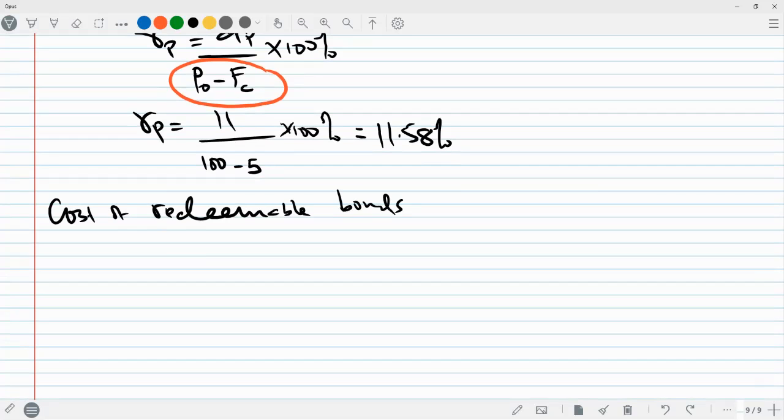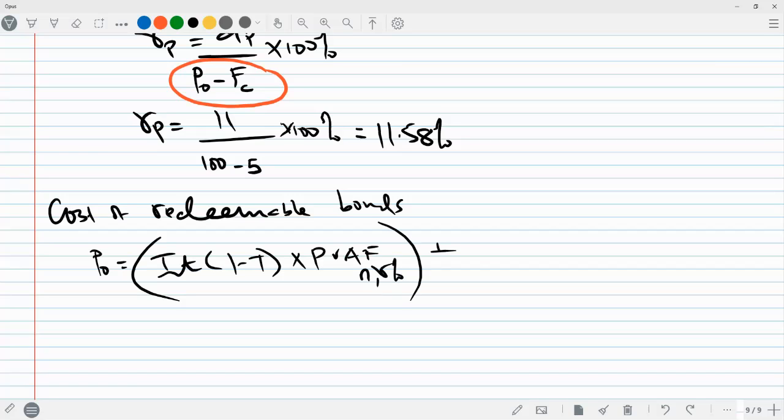P0, the current market value, is equal to the interest net of tax, 1 minus T, of course, times the present value annuity factor for N years at our discount rate, plus the redemption value, which we discount back to year 0 from the 10th year.